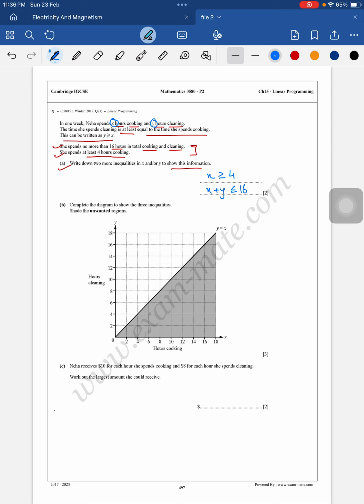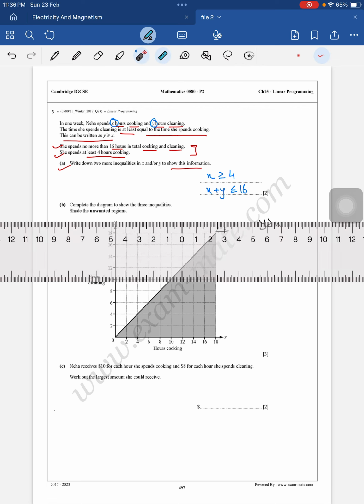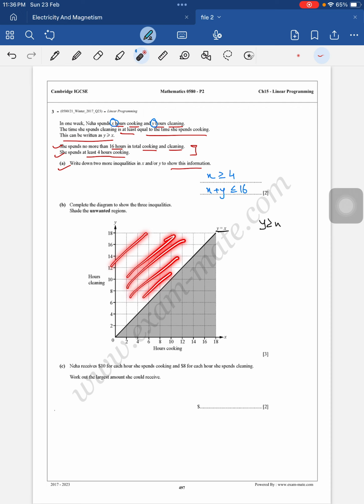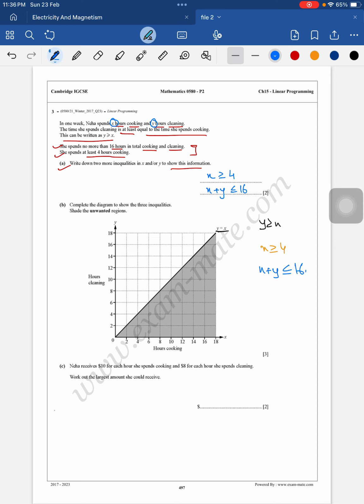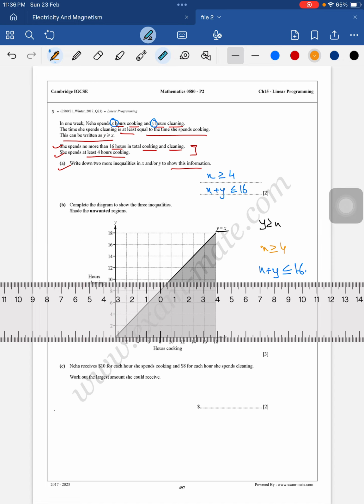I have one equation done, that is y equals x, and since y is greater than or equal to x, this is the region which should be kept, but we are shading the unwanted region, so this is the unwanted region. Second, I have to make 2 inequalities. One is x is greater than or equal to 4, the other one is x plus y is less than or equal to 16. The easy one is x greater than or equal to 4.